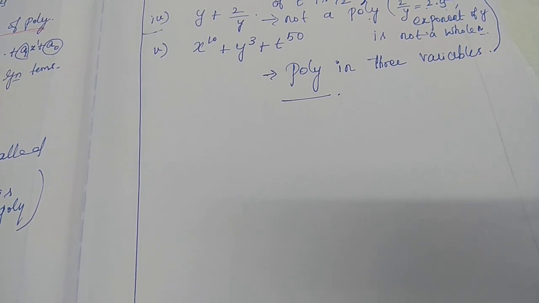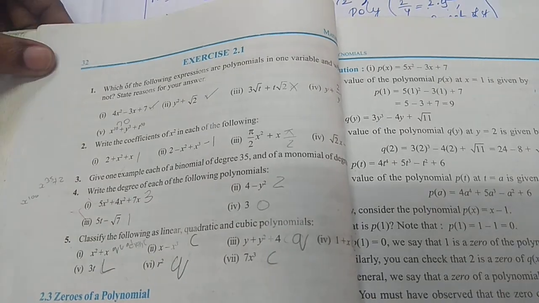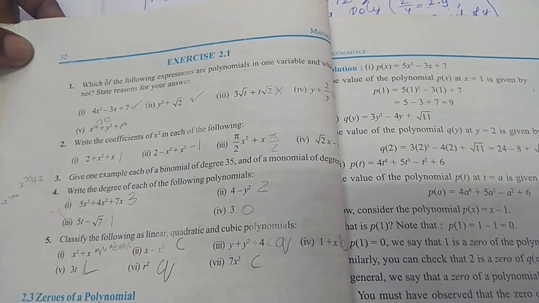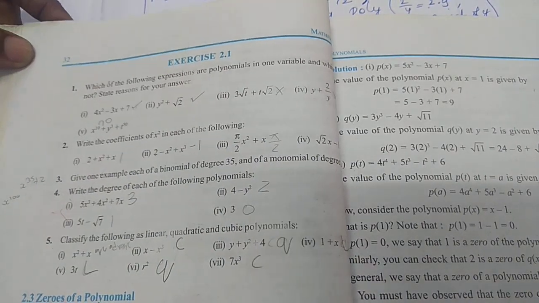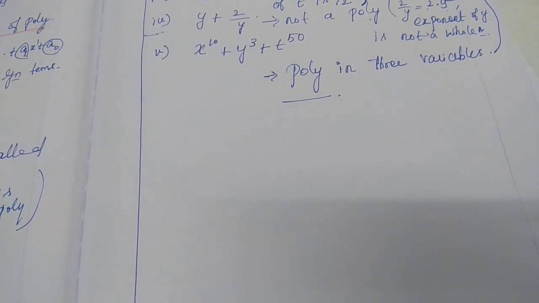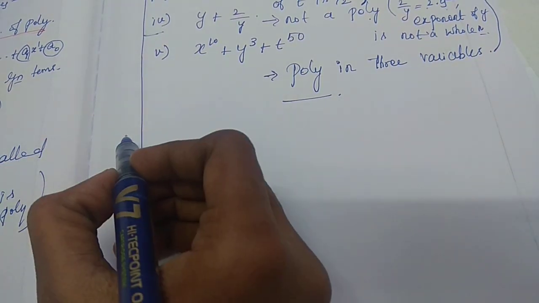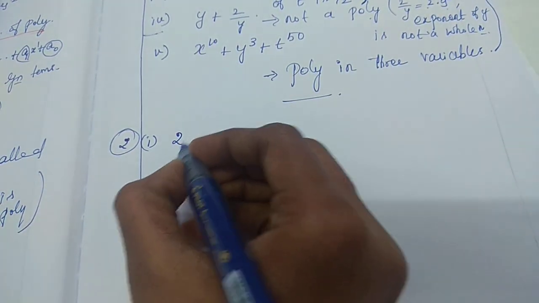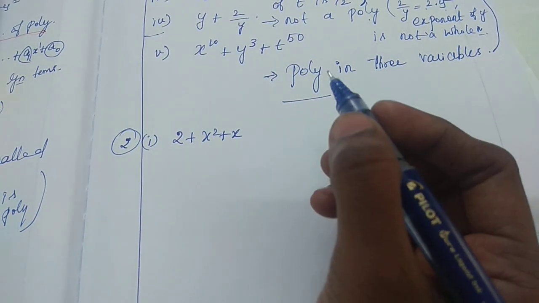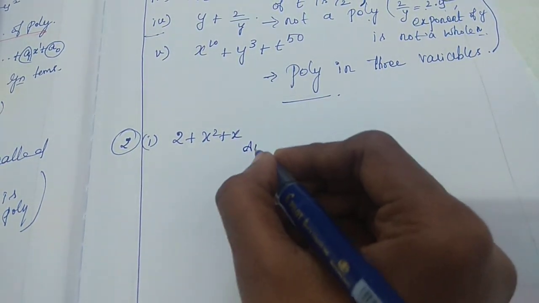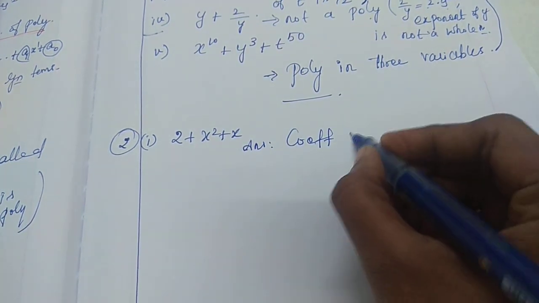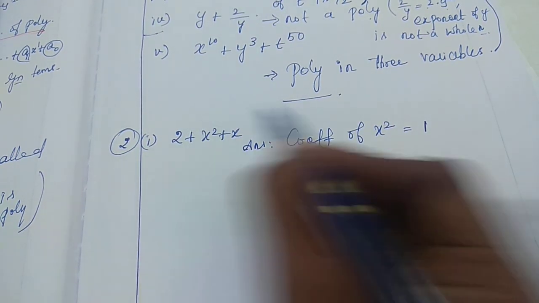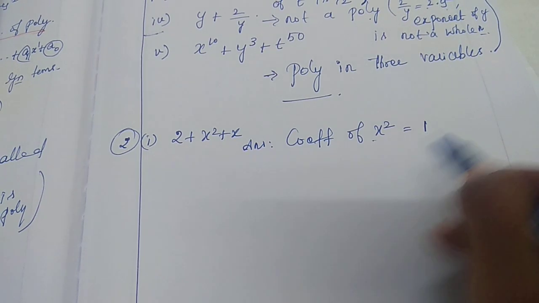Our question number 2 is: write the coefficient of x square in each of the following. Here there are totally 4 divisions. So question number 2, division number 1: 2 plus x square plus x. The question is the coefficient of x square. Therefore the answer: the coefficient of x square is 1. In front of x square it is a plus 1. That is, the coefficient of x square equals 1.